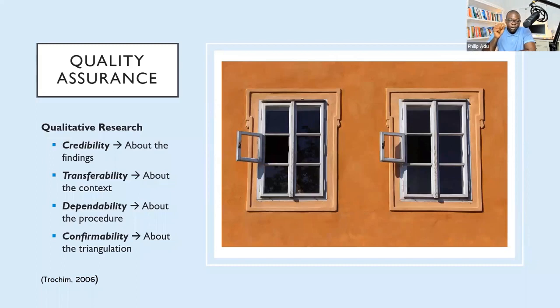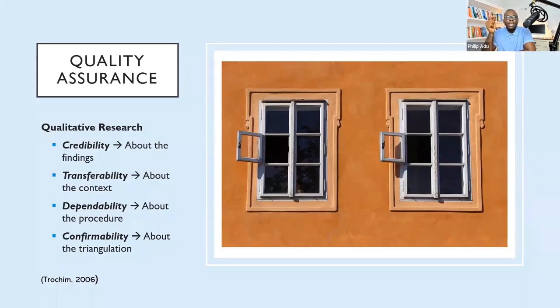Dependability. Is your procedure dependable? Can I follow your procedure and get similar results? Not the same result. Similar, because when you're doing qualitative study, my background can influence the process. So although I may follow the same pattern or the same steps, I may not get the same result, but I may get similar results. Have you provided all the detailed information that I can follow so that I will have similar results? That's all about dependability.